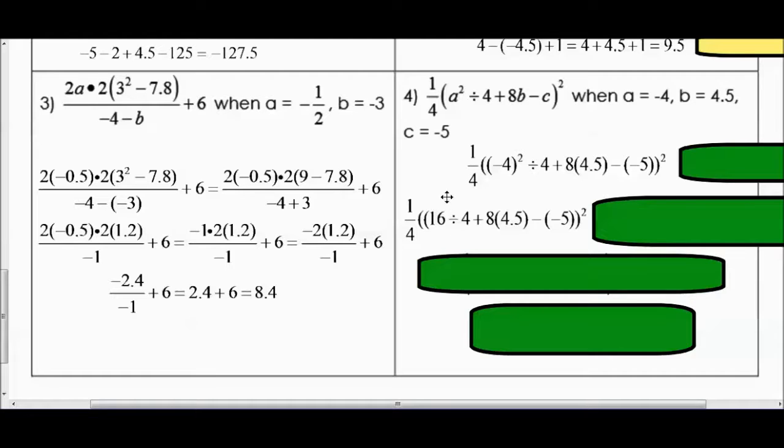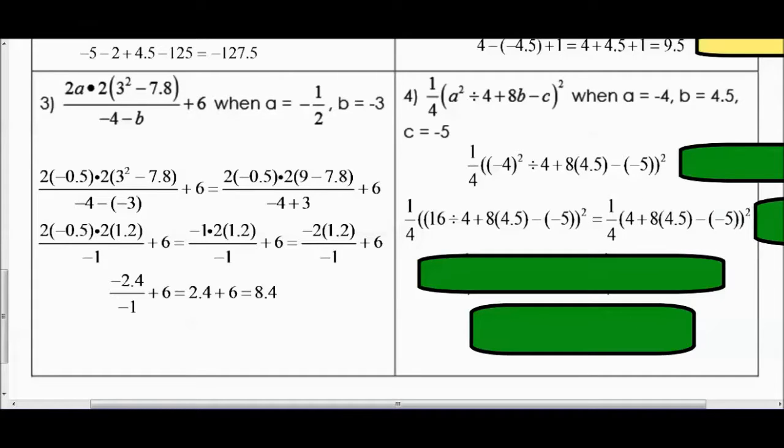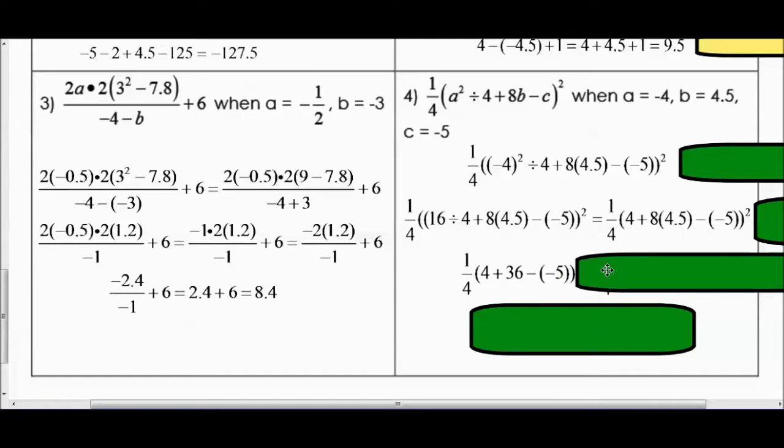And now we have division, addition, multiplication, and subtraction. We have division and multiplication here. We're going to work that left to right. Anytime we have just those two left, you go left to right, so we'll do the division next. And that gives us 4. That's 16 divided by 4. Now we'll do the multiplication. 8 times 4.5 would give us that 36 that I'm showing there.